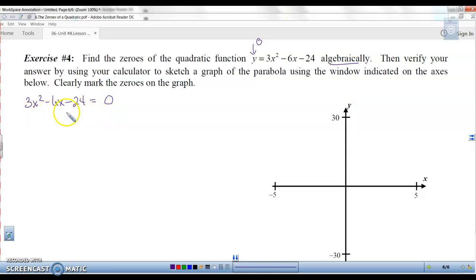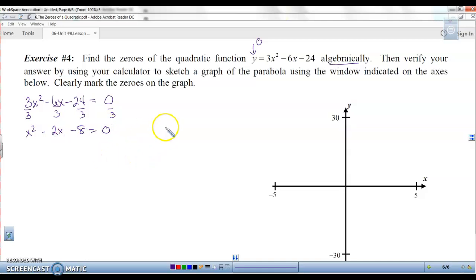Okay, now before we start, do we notice anything about these numbers? Yeah, let's make them smaller. So we're going to divide everything by 3. If you can divide by something out, do it. Makes your numbers smaller, makes the numbers easy to work with. x squared minus 2x minus 8 is equal to 0.